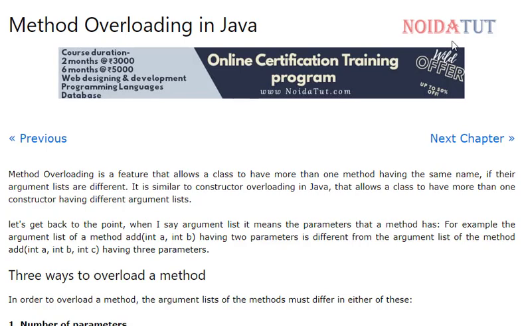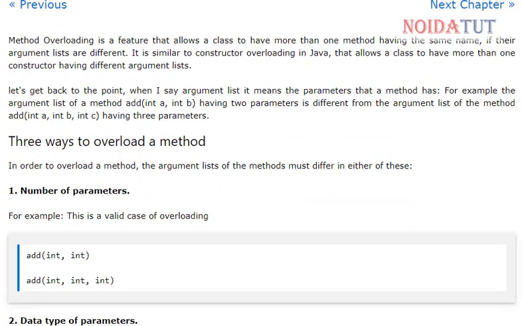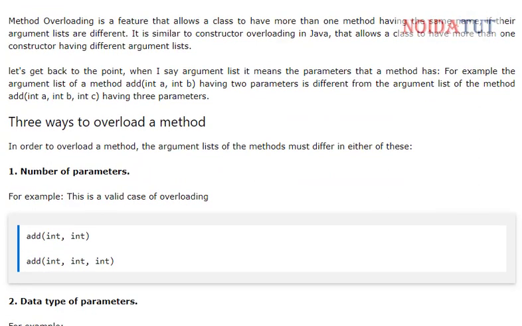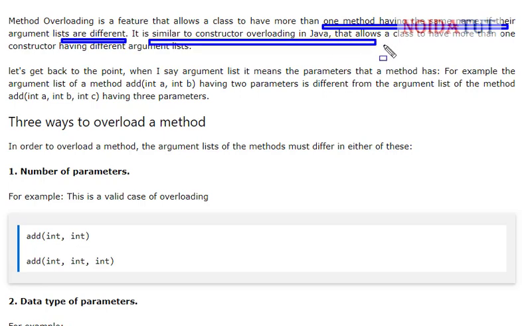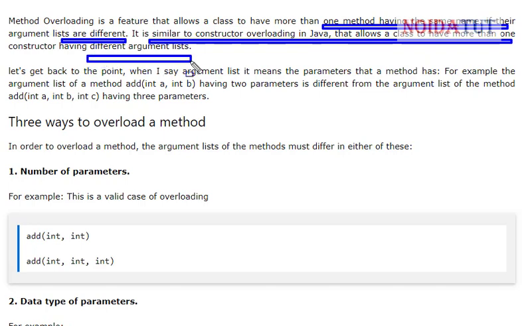Overloading, as the name specifies, means that we are handling more than one responsibility for any entity, variable, or function. Method overloading is a feature that allows a class to have more than one method having the same name if their argument lists are different. It is similar to constructor overloading in Java, which allows a class to have more than one constructor having different argument lists.